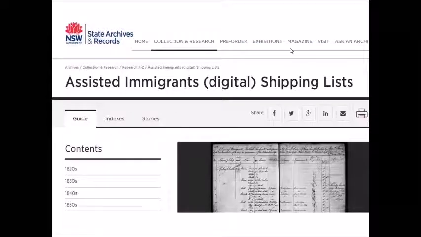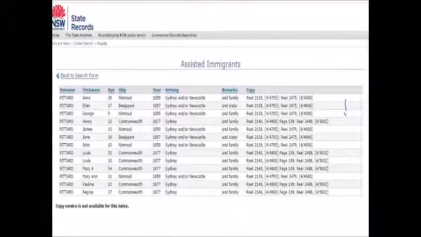The assisted immigrants, this one is actual scans. Some of them are a bit hard to read, but you make the most of it. You can zoom in and learn to read the old-fashioned writing. Here's an assisted immigrant, which is telling me whether they came to Sydney and/or Newcastle. It's not giving me that much information that I want for my family, but at least it's giving me the reference. If I go to Sydney, I can find the microfiche reel that it's on, and try and find more information that way.